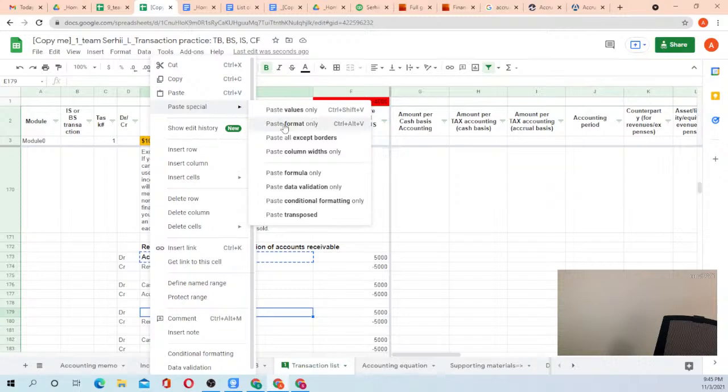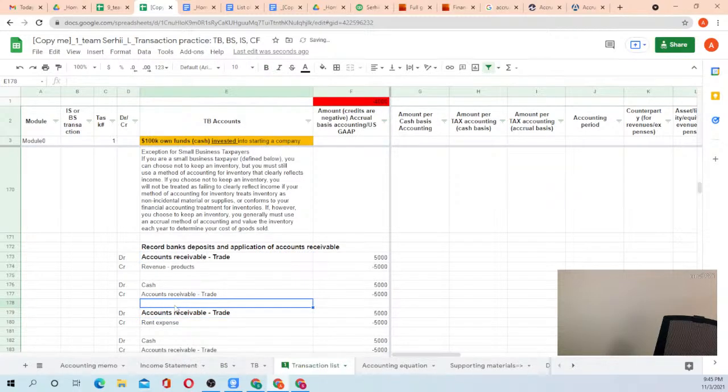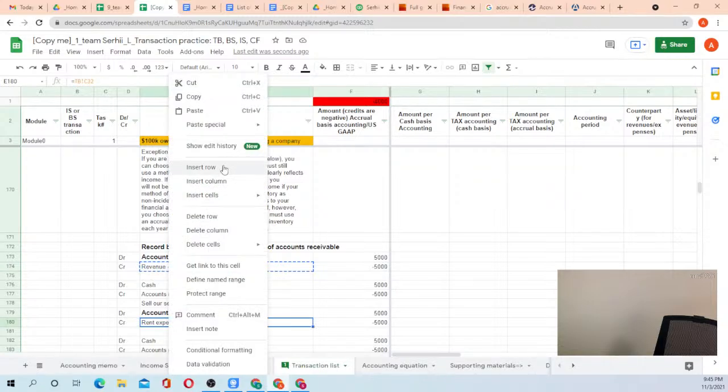Okay, what do we do? We sell our services on credit to a customer. On credit means that the customer didn't pay us, so no cash moved at that point. So we generated receivables. We generated revenue. Sorry, I need to fix that.